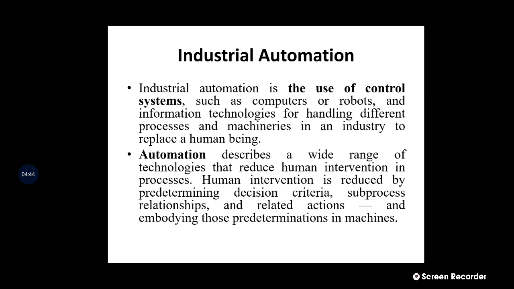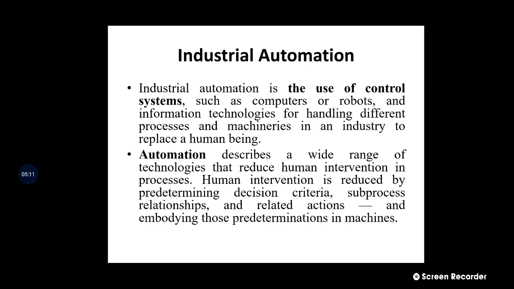Industrial automation: an industry may consist of a number of machineries to generate a particular product, right? In that industry, if all the machines work together to produce a particular product without human intervention, that is called industrial automation.